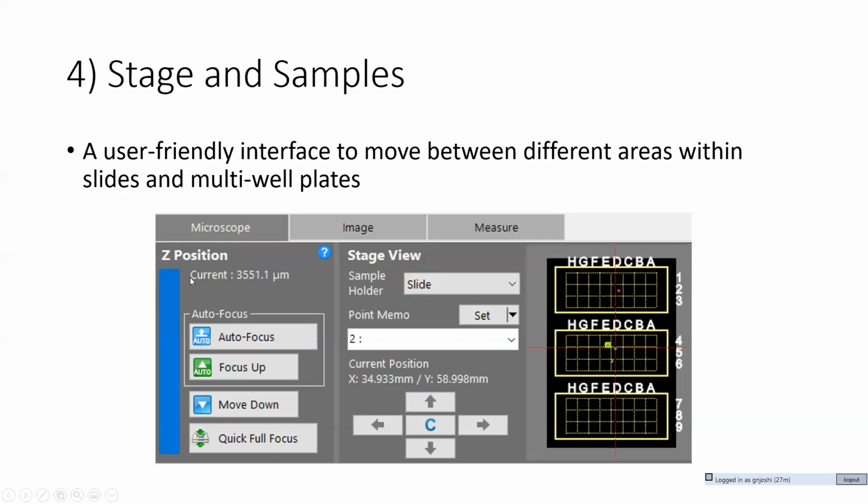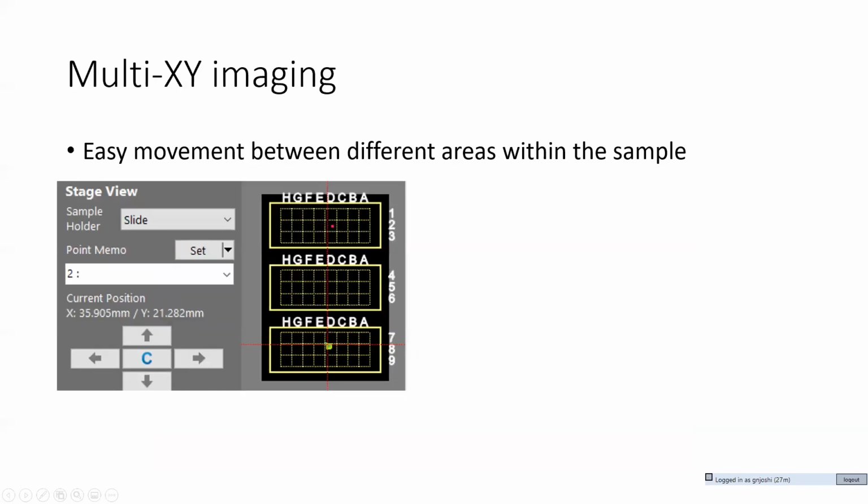In case of Z position, if you click on autofocus, it will give you the best focus that the software thinks is correct for you. And most of the times it turns out to be pretty good. So that's that. And then if you want to do multi XY imaging, again, what I said, it's very easy. You can quickly go and point and click anywhere you want, and it will take you over there.